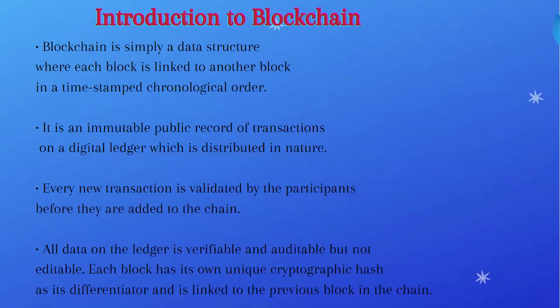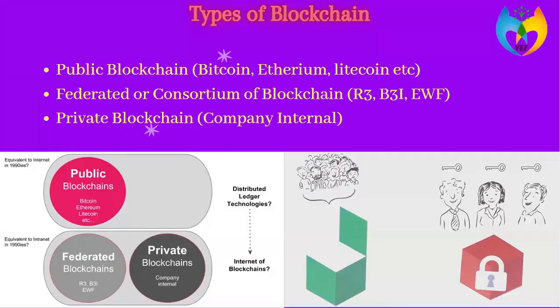Can you please switch to the next slide? So now we will look at the types of blockchain. First one, public blockchain, for example, Bitcoin, Ethereum, Litecoin, etc. The second one is federated or consortium blockchain, R3, B3i, EWF, and the third one is private blockchain, which is company internal.